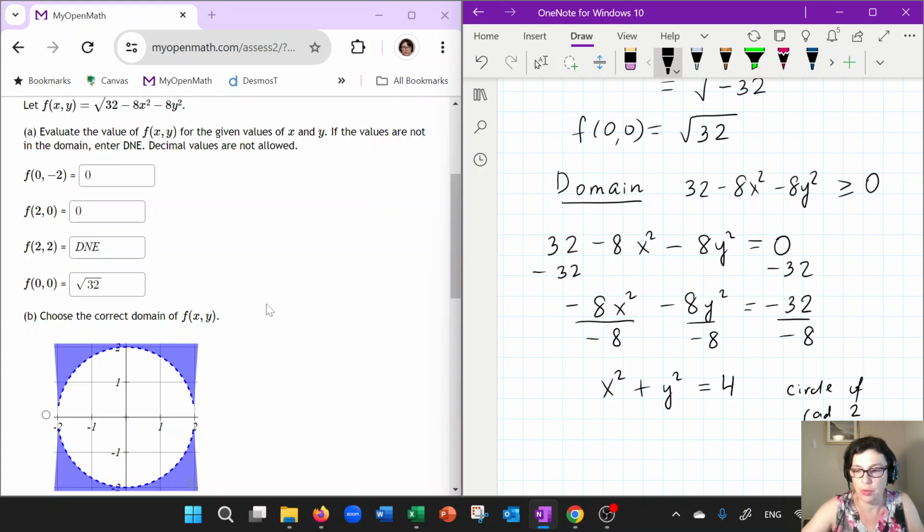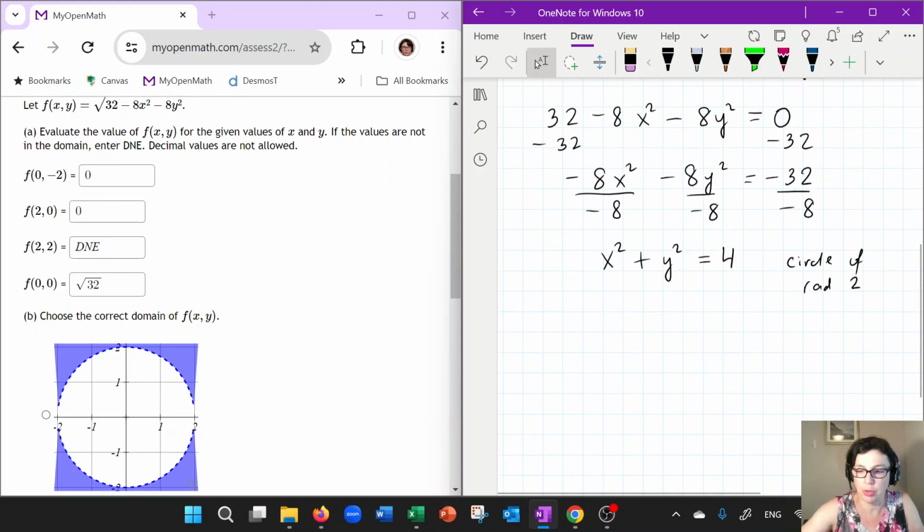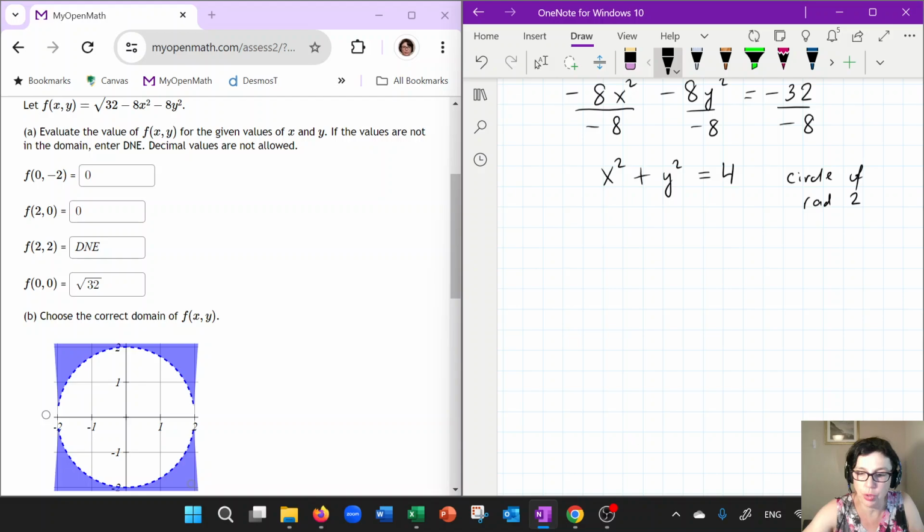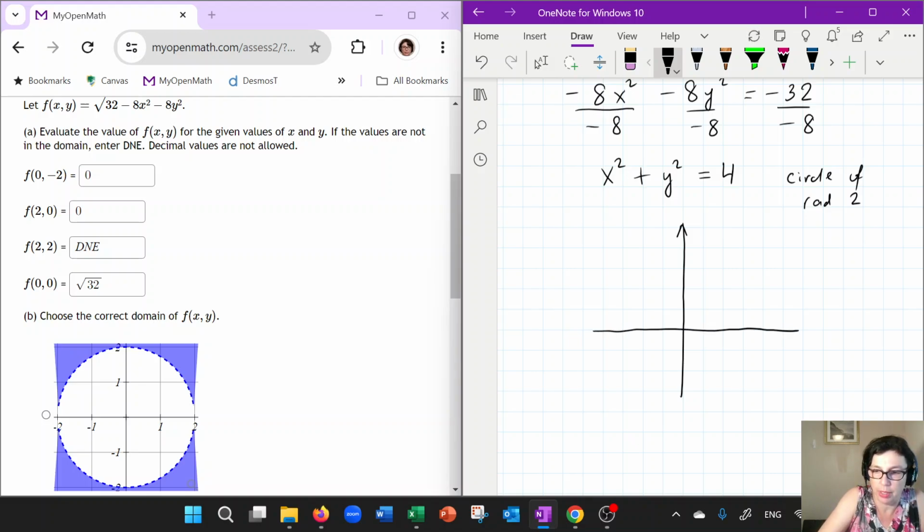So I already know that the boundary of the domain is going to be the circle, and it is going to be solid, again, because the inequality was greater than or equal to. The circle itself will be included in the domain. Okay, so here we've got the circle that looks like this, and again, this is going to be solid.